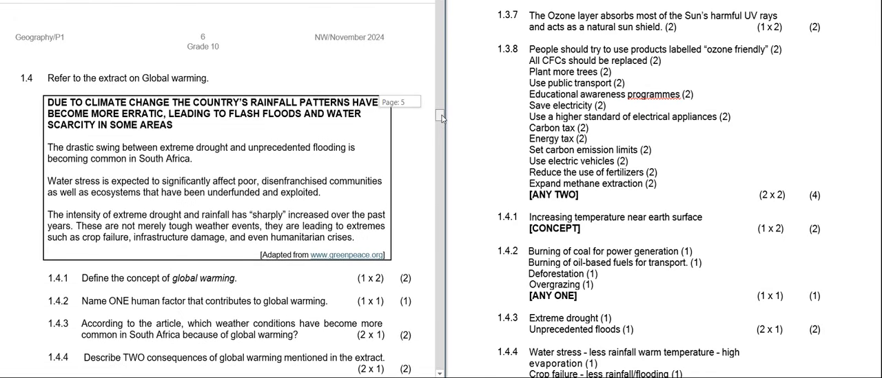So moving on to question 1.4. In question 1.4, you have to refer to the extract on global warming. The heading of the extract reads, due to climate change the country's rainfall patterns have become more erratic, leading to flash floods and water scarcity in some areas. So on the question, we have to read the information that we have, then we attempt the questions.